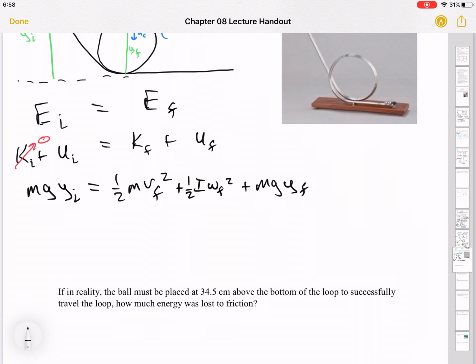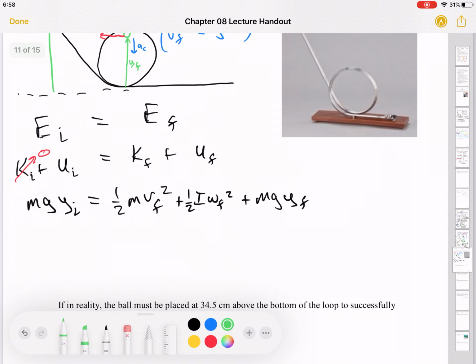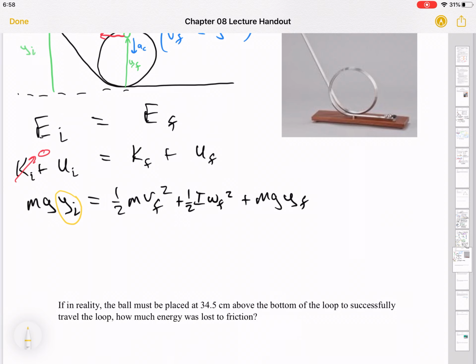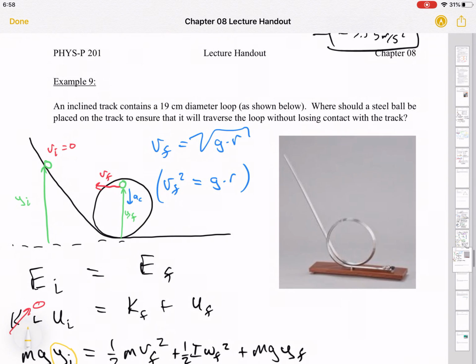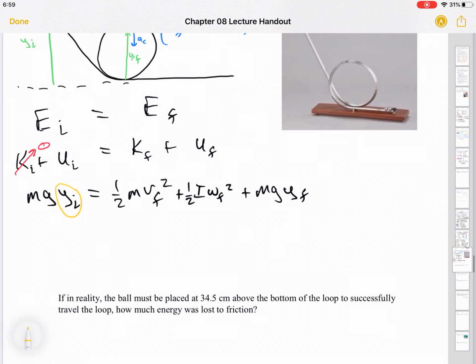So that's really the difference between conservation of energy in the last chapter and conservation of energy now, is I'm thinking about not just linear motion but also rotation. Otherwise, this should all look kind of familiar. Okay, so let's think about what some of these numbers are. Well, y initial is what we're looking for, right? That's what we're solving for. I know the mass of the ball, I think. Oh, I don't know the mass of the ball, but you know what? It's going to be okay.